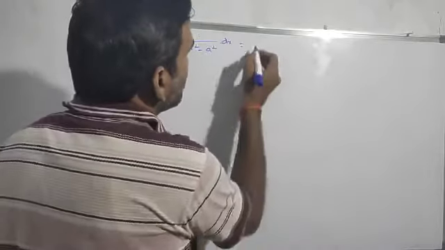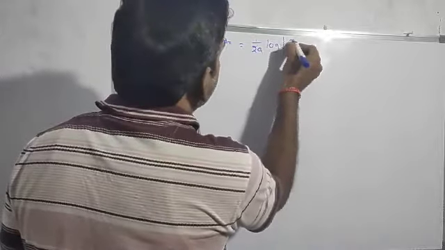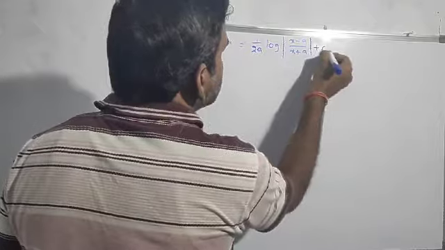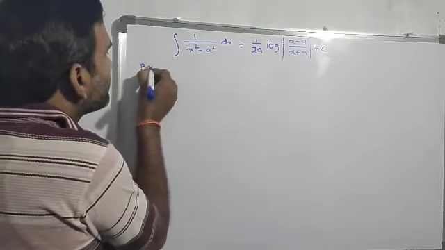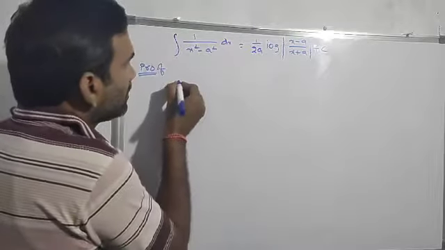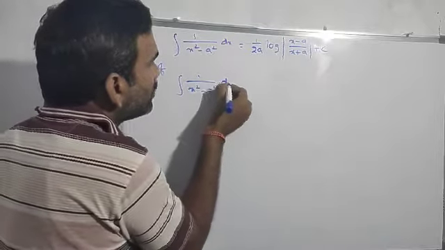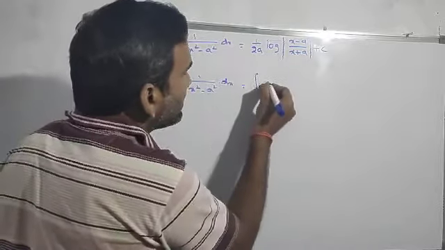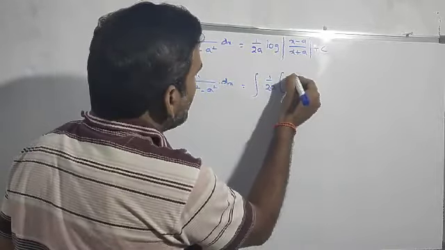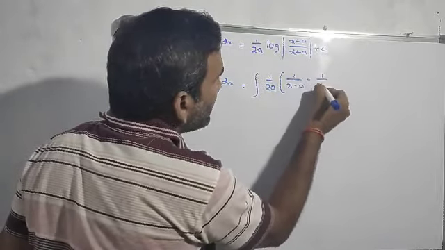x square minus a square. So this formula is 1 by 2a log of modulus of x minus a by x plus a plus c. Here I am taking the proof. That is the formula, now the proof. Integration of 1 by x square minus a square into dx. Here I am taking 1 by 2a and modifying it: 1 by x minus a minus 1 by x plus a.